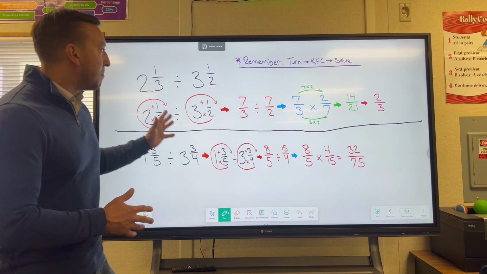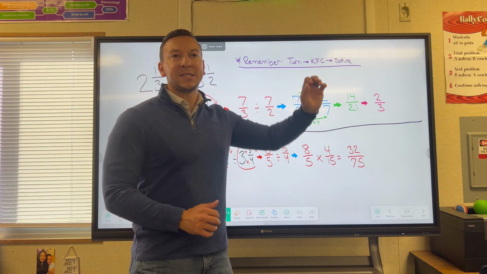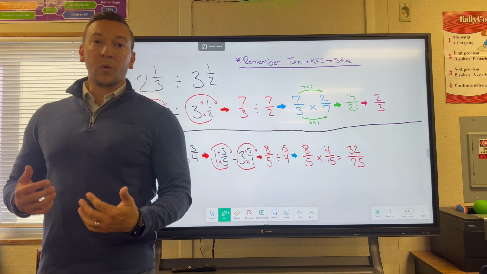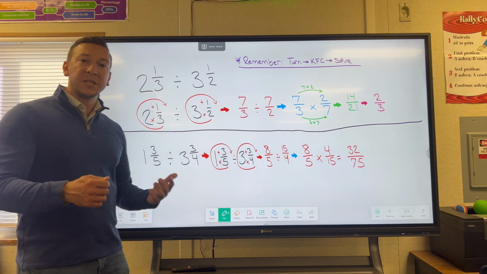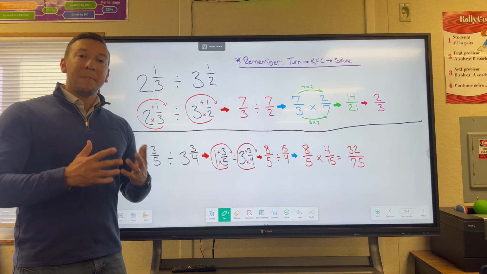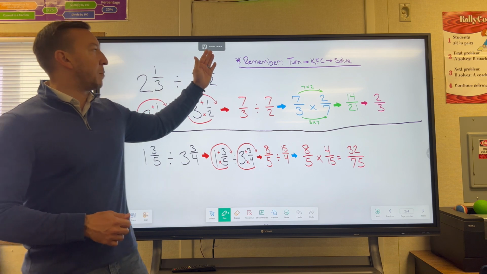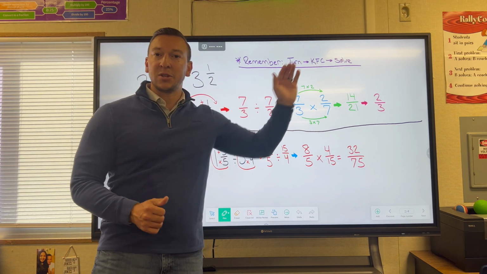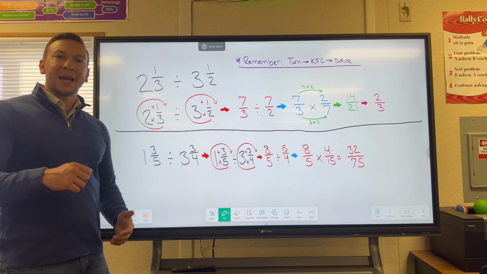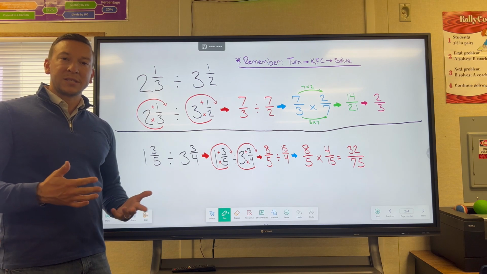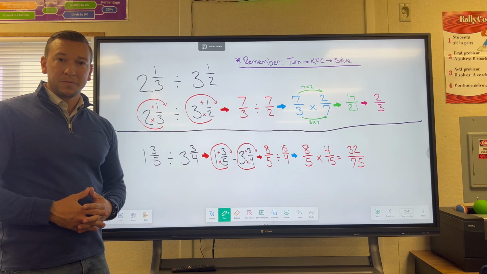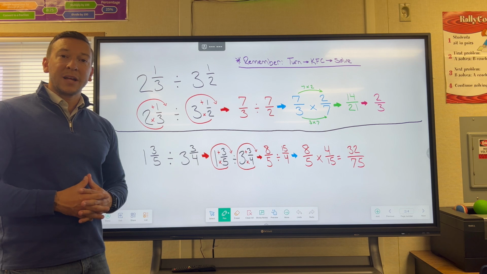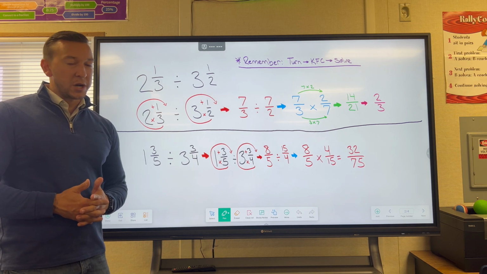So remember these steps. And if you want to write this down in your notebook or on your whiteboard or a piece of paper when you take the test, make sure you do that. So you remember, I'm going to turn, KFC, and solve. Sometimes just writing that little note down and remembering the steps can go a long way in helping you. Okay, now get out your whiteboards and your markers because we're going to do some examples.